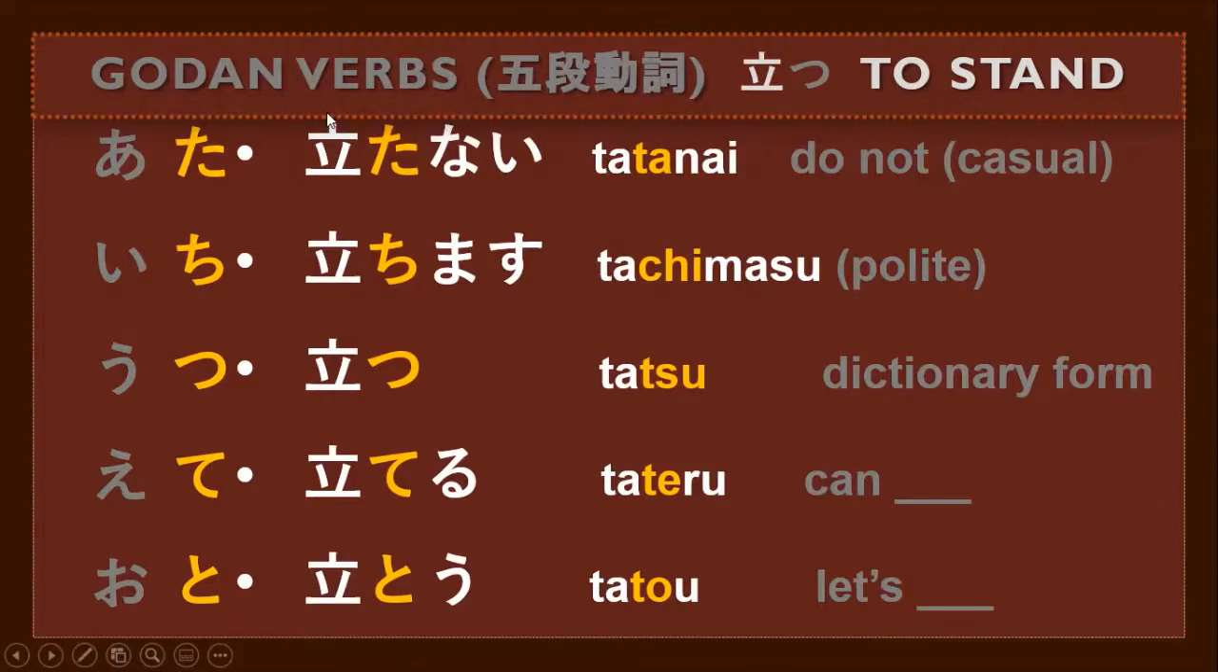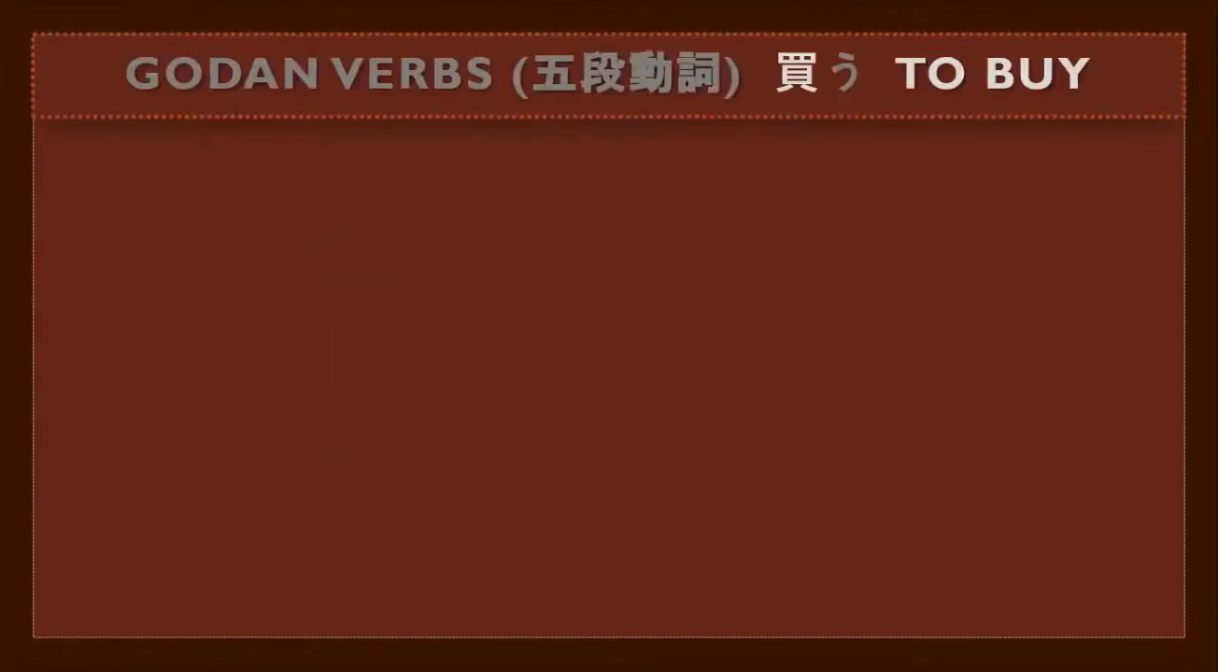However, there is one exception. Over here, the Godan verb to buy is 買う, kau. This is the kanji, and then we are adding u. So this is the basic form.